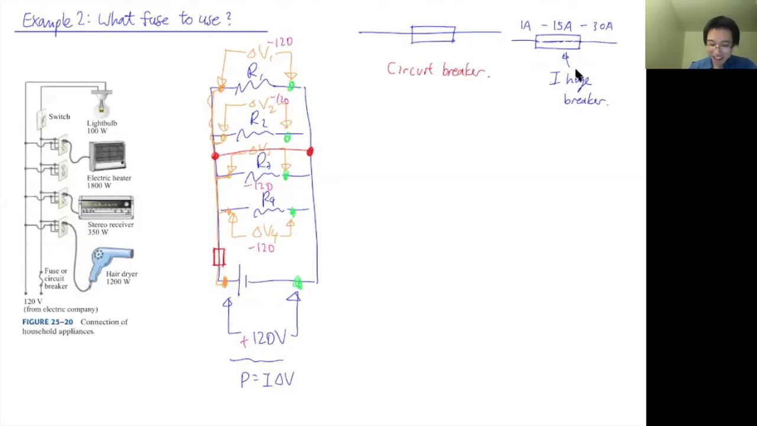All right, so how do I know what fuse to use for each? So if you want to put a master fuse over here, and you want to put a fuse for each of the devices as well, just to protect yourself in case you suddenly short circuit something like this.